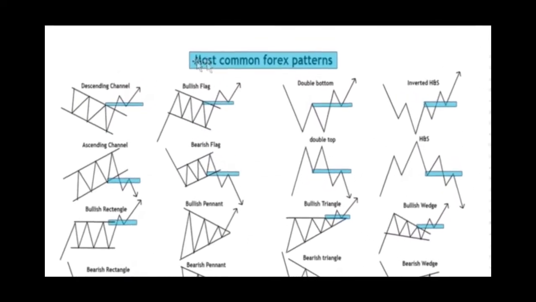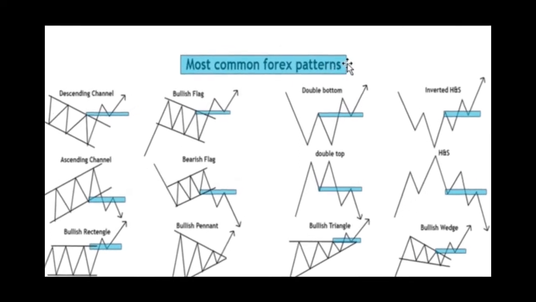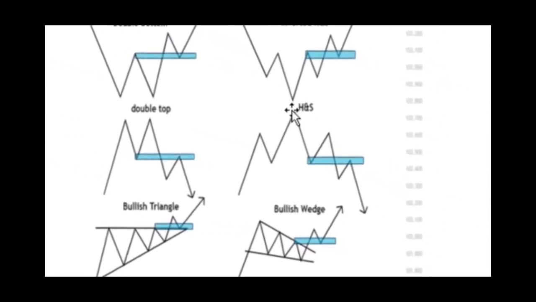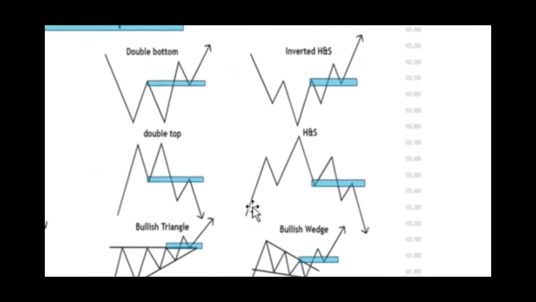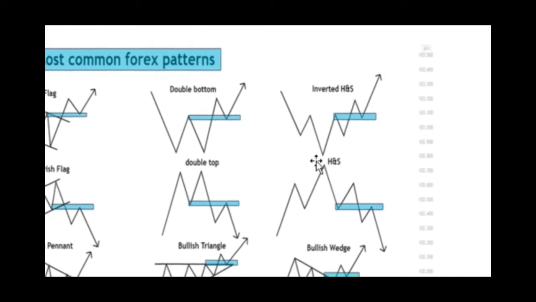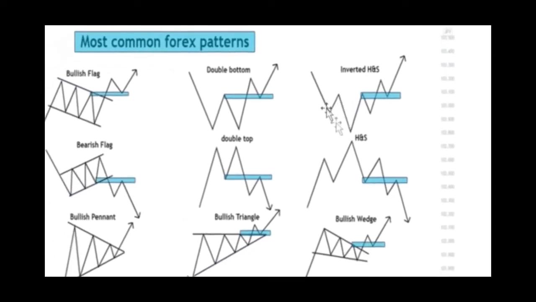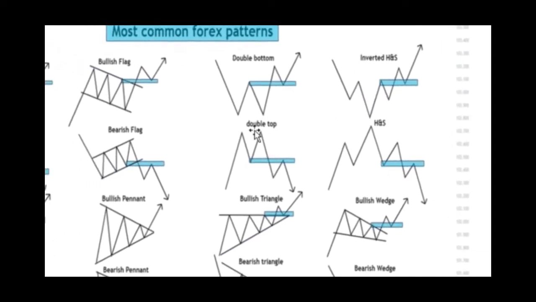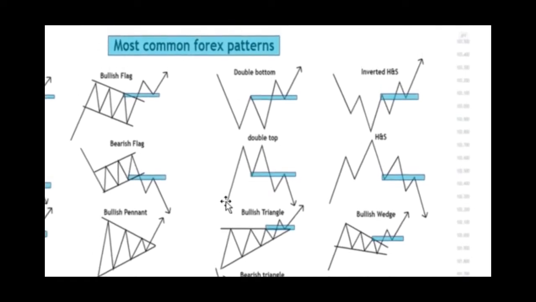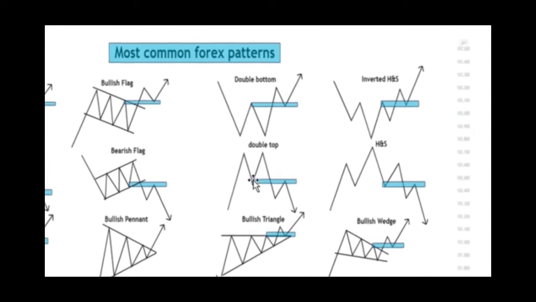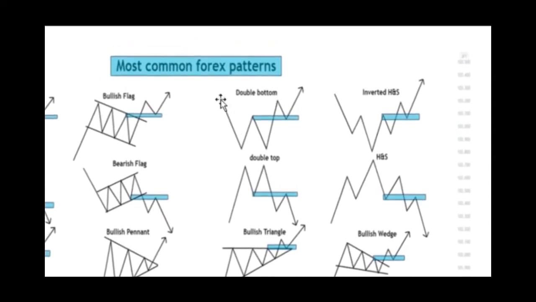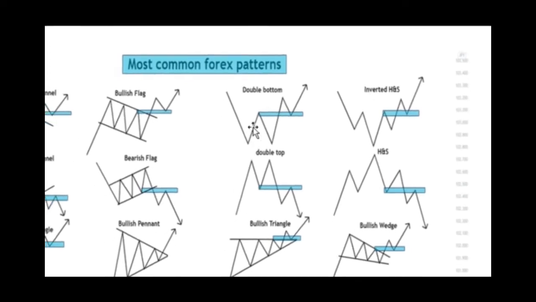These are the most common Forex patterns. One of them is the head and shoulder pattern. Here you can see a head, shoulder, shoulder. Then here, this is the inverted head and shoulder pattern. You can see the head, shoulder, shoulder. And a very common one is the double top, where the price comes from the bottom all the way high here, down, up, down. And the double bottom is they come from here all the way down, up, down.